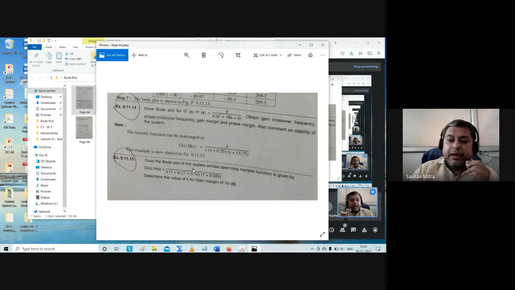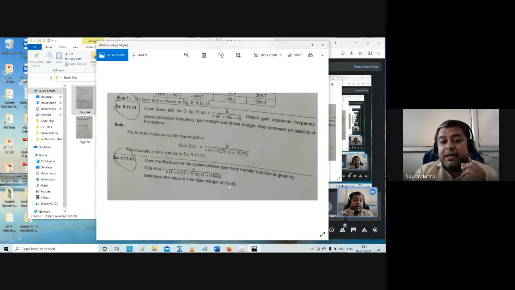Okay, what we have done in case of root locus. Here, in this numerical, draw the Bode plot of the system whose open loop transfer function is given by GSHs equal to K divided by s into 1 plus s, 1 plus 0.1 s, 1 plus 0.02 s and all those things. This is a tricky numerical, there are many things. Determine the value of K for gain margin of 10 dB.